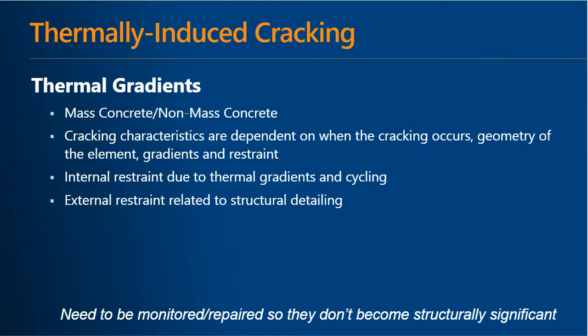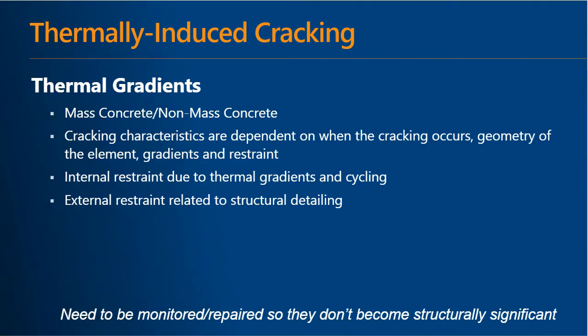And really, with these two types of cracking that we've grouped, one can be more dominant than the other. For example, depending on where you live in the country, some parts of Texas may see a 15 to 20 degree daily temperature gradient, while some parts of Montana may see a 40 to 50 degree temperature swing in one day. Drying shrinkage may be more dominant in an area like Texas that sees lower temperature swings, while thermal changes and thermally induced cracking may be more dominant in an area like Montana where we see larger temperature swings.